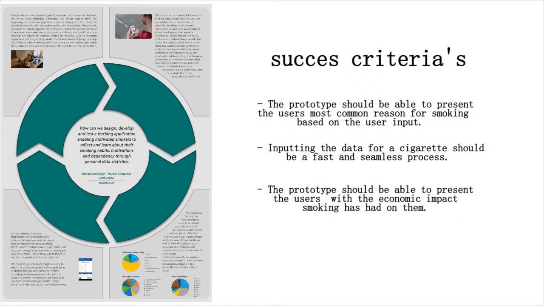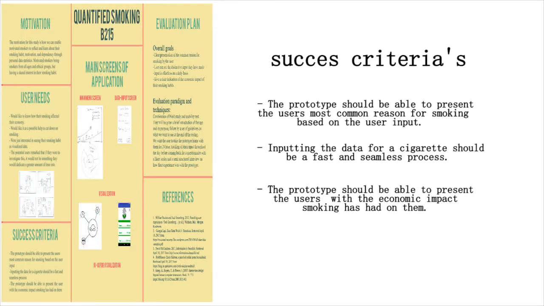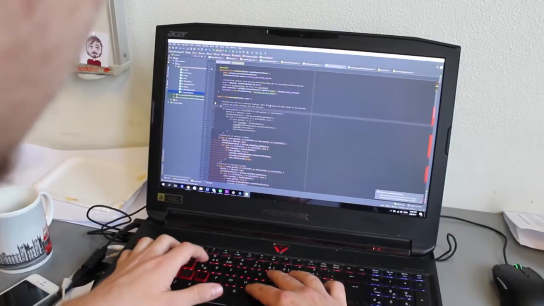We created some success criteria based on the data from our user needs study. The prototype should be able to present the user's most common reason for smoking based on user input. Inputting the data for a cigarette should be a fast and seamless process, and the prototype should be able to present the users with the economic impact smoking has had on them. These success criteria were created based on what the participants in our study told us.